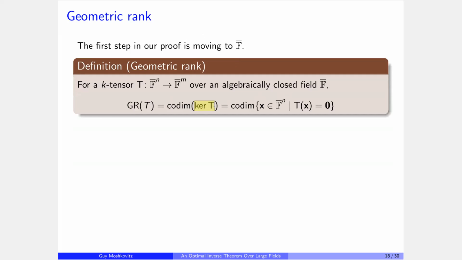So formally, you just look at the kernel variety. So what is the kernel variety? You take the map that corresponds to the tensor, and you look at all its zeros. So this is a variety, right? This is a certain variety cut out by polynomials of degree k-1. And like any variety, it has a dimension, or in this case, it has some codimension. This is the geometric rank.